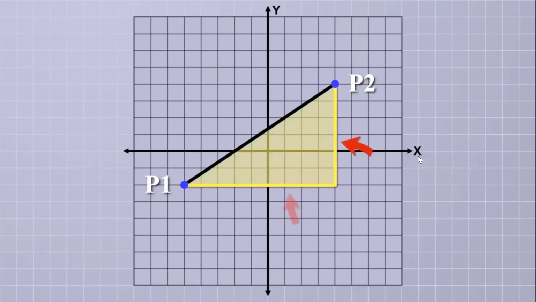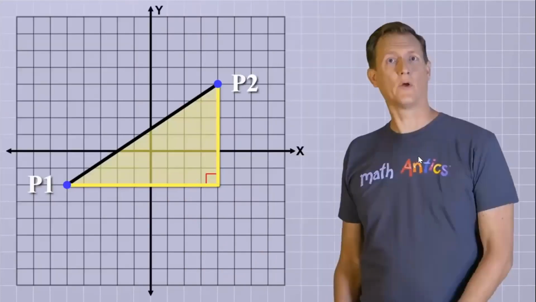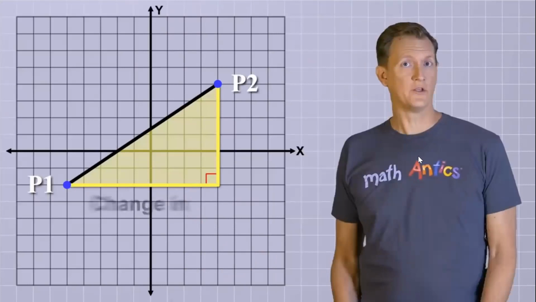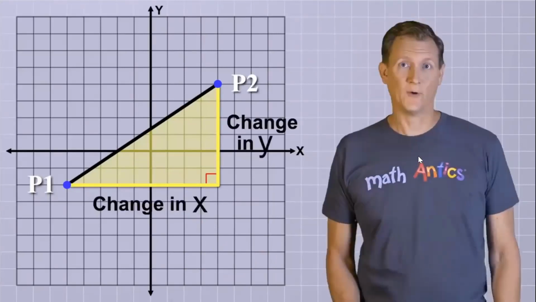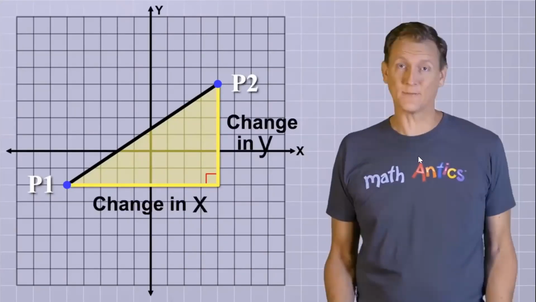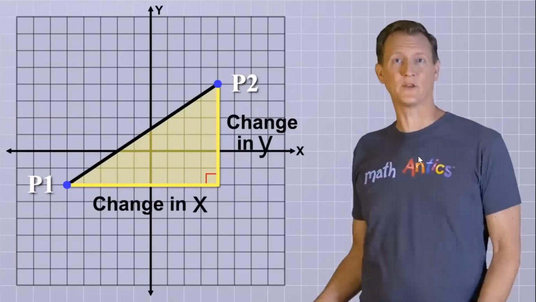The vertical and horizontal sides of the right triangle are perpendicular to each other, so they form a right angle. And the original diagonal line segment is now the hypotenuse of the new triangle. Temporarily, we're going to call the horizontal side of the triangle change in x and the vertical side change in y, which are awkwardly long names, but that's exactly what the two sides represent.